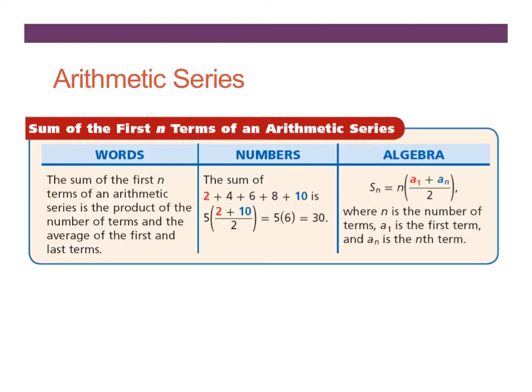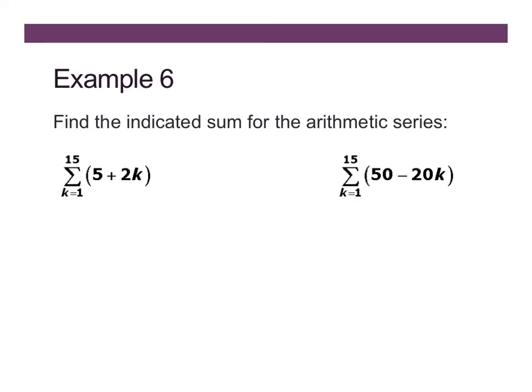Arithmetic series. The sum of the first n terms in an arithmetic series is the product of the number of terms and the average of the first and last term. So here's the formula that you will need to memorize: S sub n equals n times the first term plus a sub n, all divided by 2. Find the indicated sums for the arithmetic series.